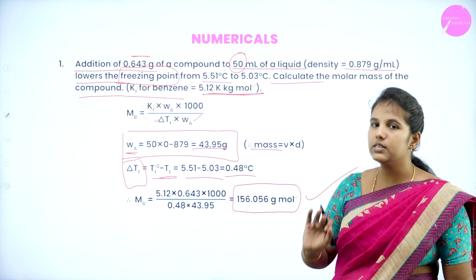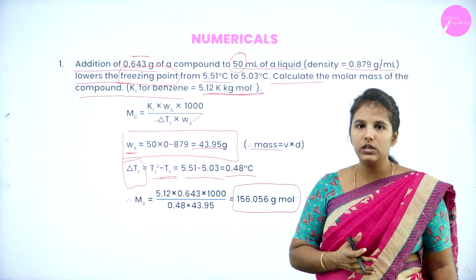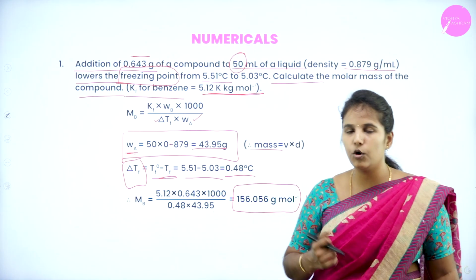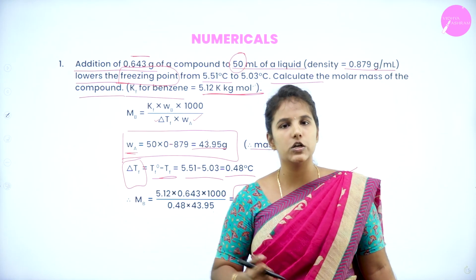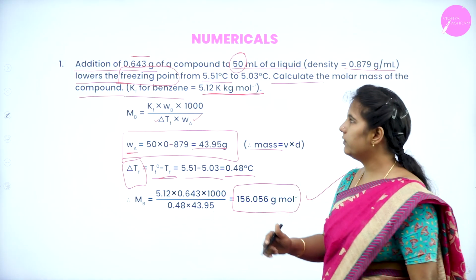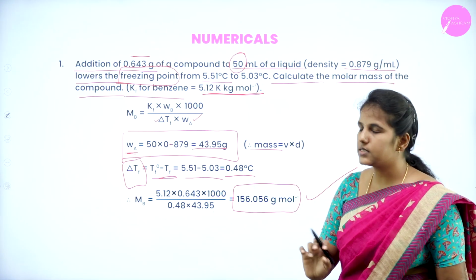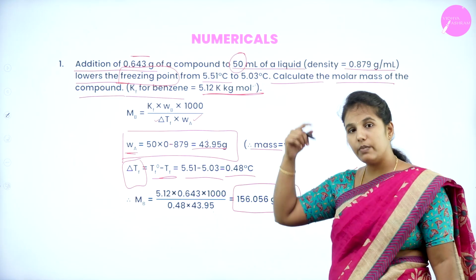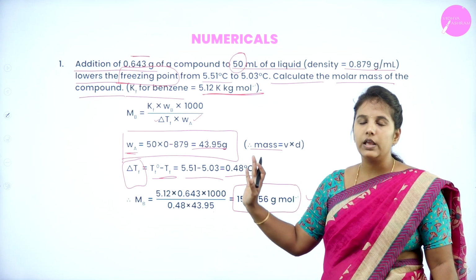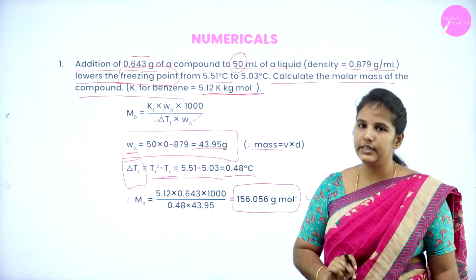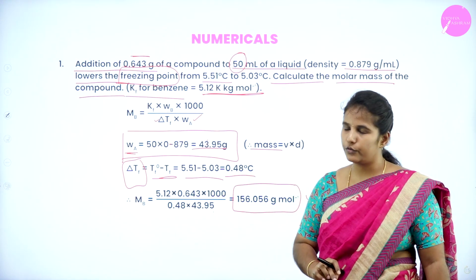Remember, they will always ask us to calculate the freezing point, or the elevation in boiling point, or the relative lowering of vapor pressure, or the osmotic pressure also. If they have given the K value, remember, they will also give it, and you must calculate the molar mass by using that final equation. Okay, this is how, if you solve the problem, you will get 3 marks, and it is very important from the examination point of view.